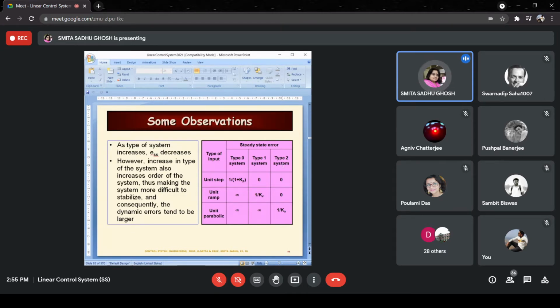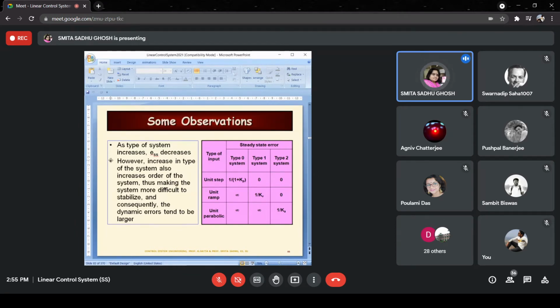If you have, for example, a type 1 system, you can just put 1 by s and make it a type 2, such that your steady state error will reduce by one order at least. One order, I mean from infinity to constant, or from constant to 0. So that is one order change at a time. Okay.